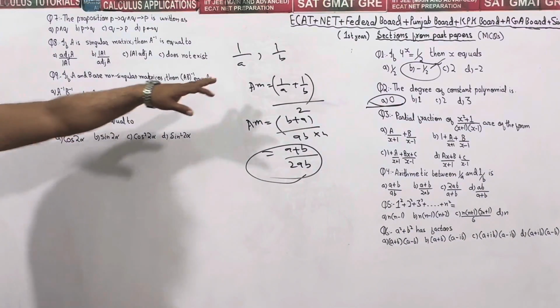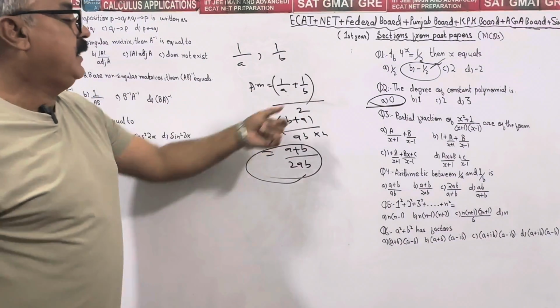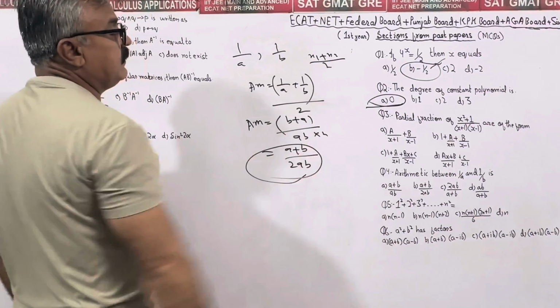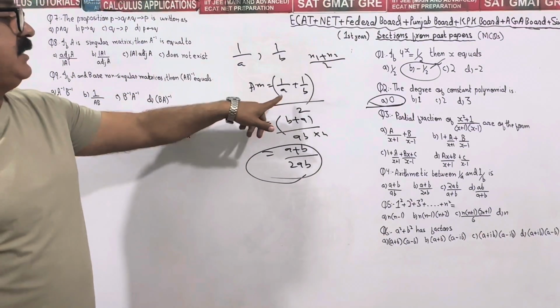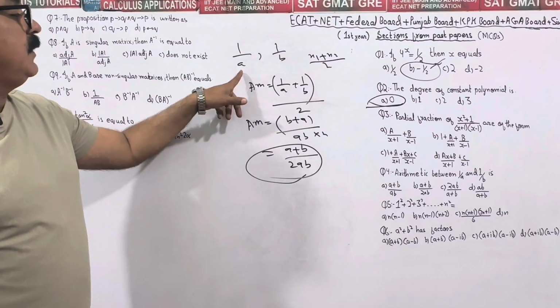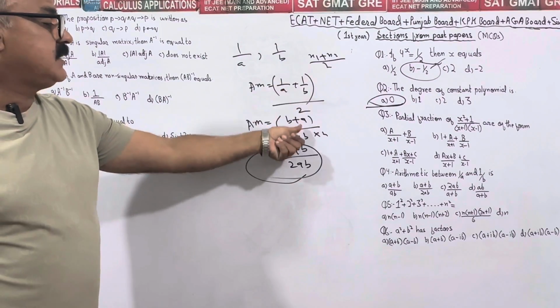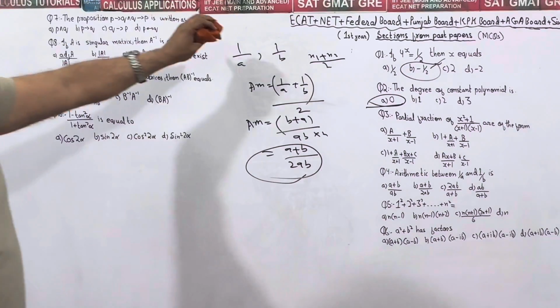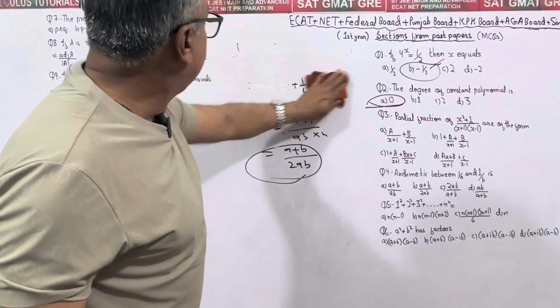Arithmetic mean between 1 over a and 1 over b is simple. The formula is x1 plus x2 divided by 2, like the average of two numbers. Arithmetic mean of 1 over a and 1 over b means their sum divided by 2. Cool. Moving to the next question.